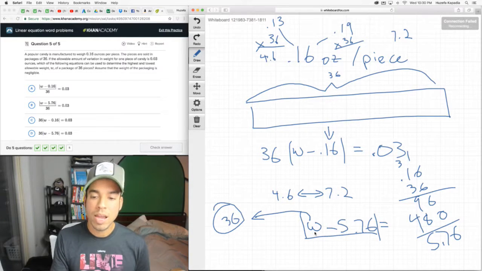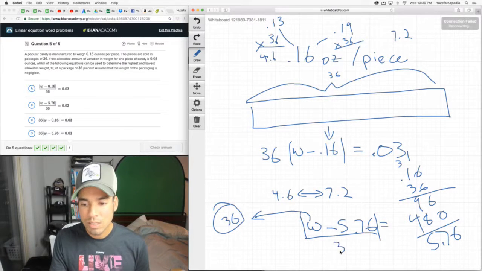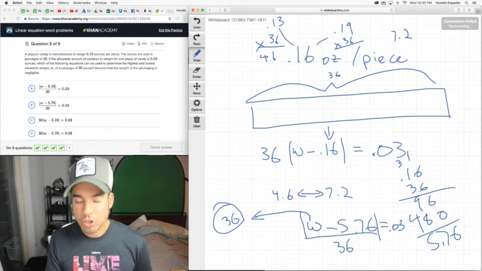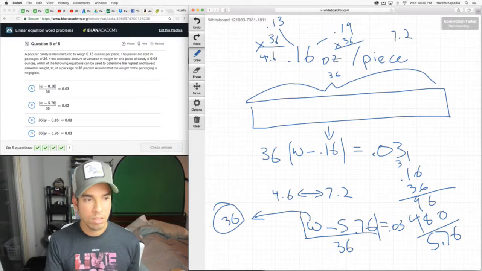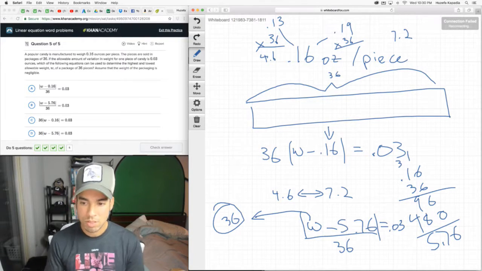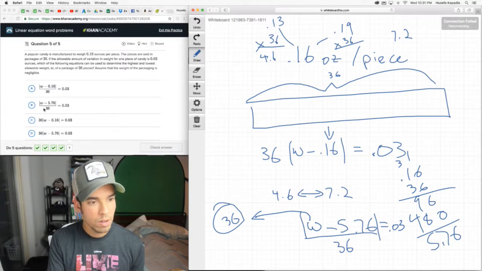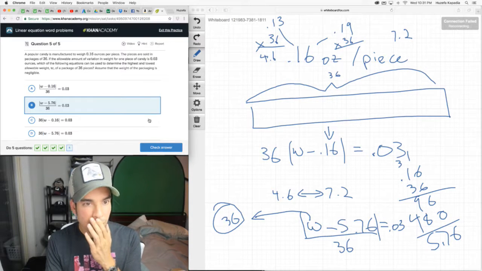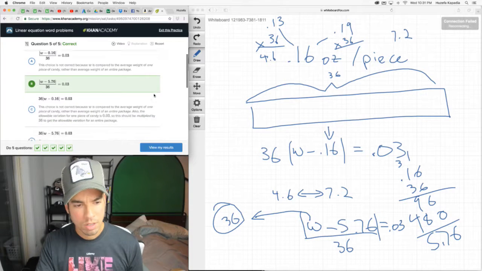That was wrong. So we have to be weight minus 5.76, and then we need to divide it by 36, and that has to equal 0.03, because we actually then have to get the per candy difference, not the per unit difference, not the total difference of the box. This is actually way simpler than I thought if I would have just read this correctly. So I believe this is our winner right here. Let's give it a shot. Let's see if that's right. Okay, cool. That one works.